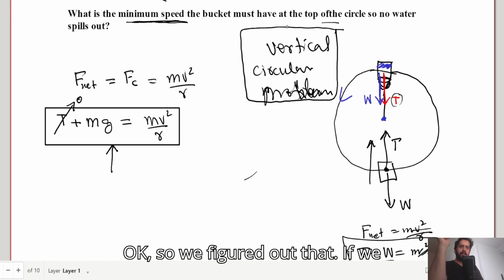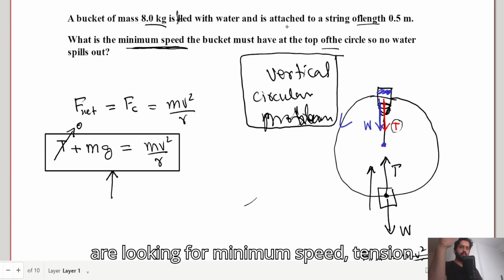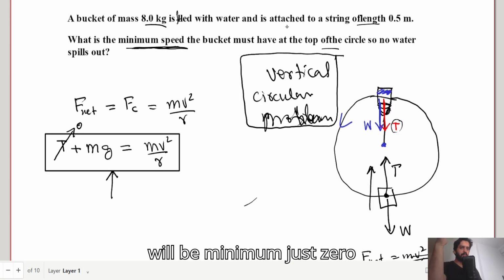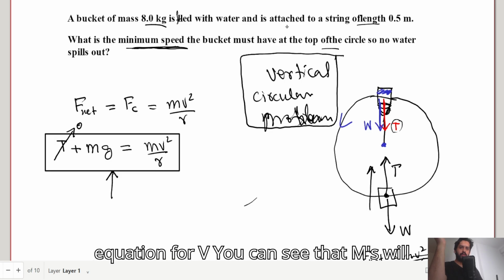Okay, so we figured out that if we are looking for minimum speed, tension will be minimum, just 0 at the top. And then we can rearrange this equation for V.